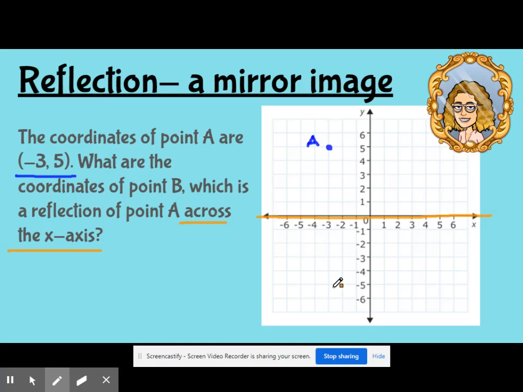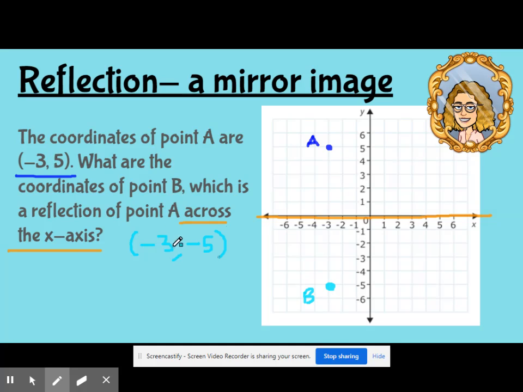Okay? The question is where does it match up exactly? Well, it's got to be on the same line. So if it was backwards 3, it's still got to be backwards 3. And if this is up 5, this now has to go down 5. Okay, this is now point B. It's the reflection. If I fold on this orange line, those two dots match up. So the ordered pair would be backwards 3, down 5.